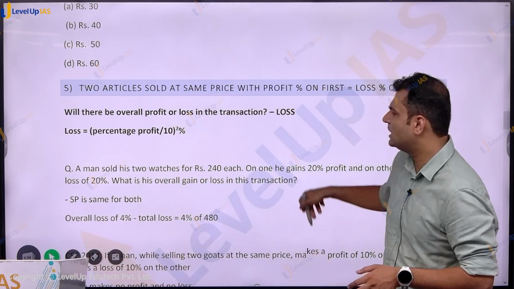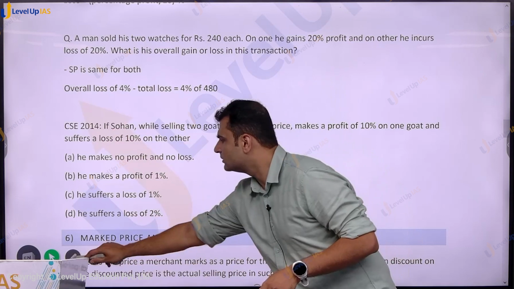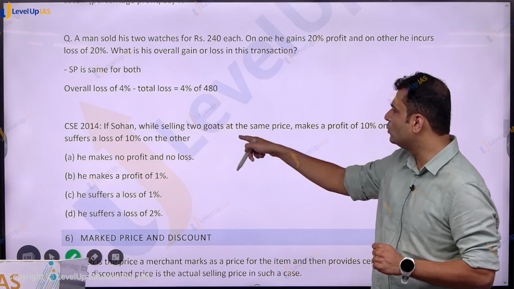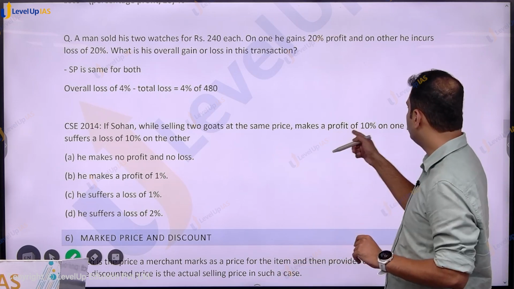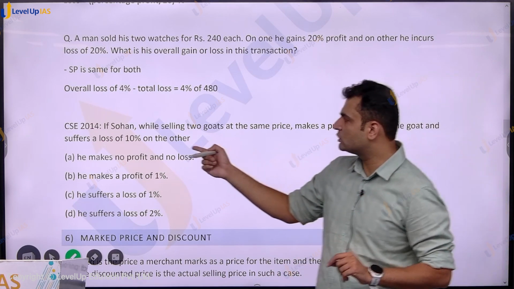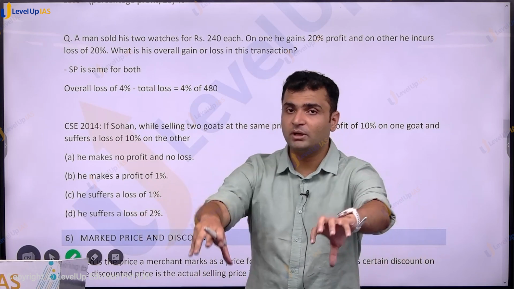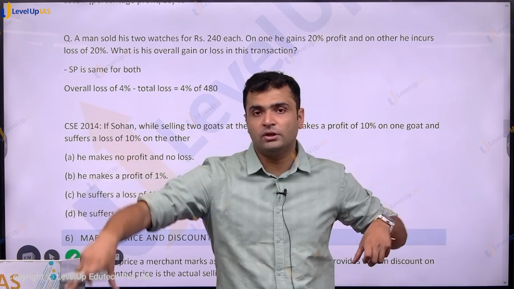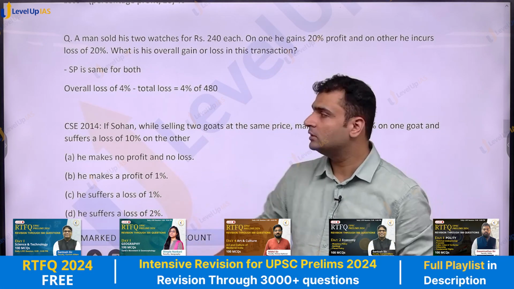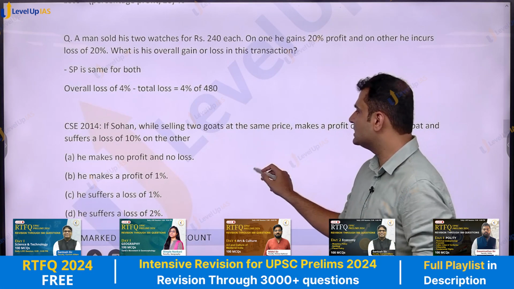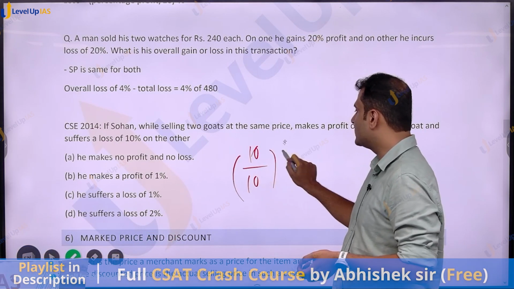There was one question asked in 2014 that, see, if Sohan, while selling 2 goats at the same price, so SP same, and there are two different goats, makes a profit of 10% on one goat and suffers a loss of 10% on another. So there are two transactions, selling price is the same, cost prices are different, profit on this transaction is the same as loss on this transaction, in percentages. So what happens in the overall transaction, it is percentage profit divided by 10, whole square, loss.